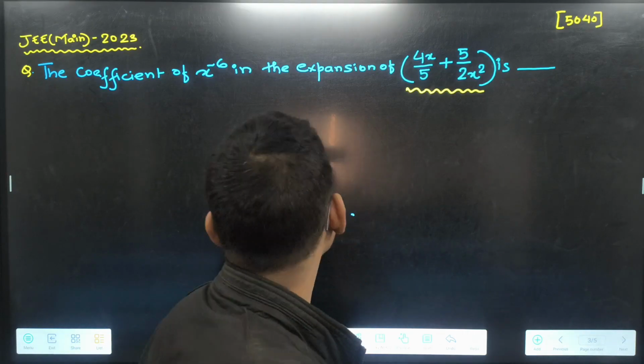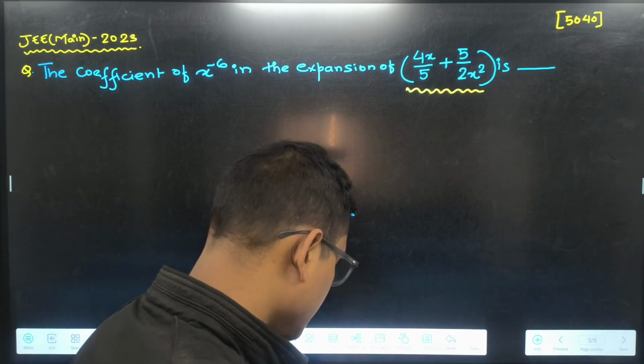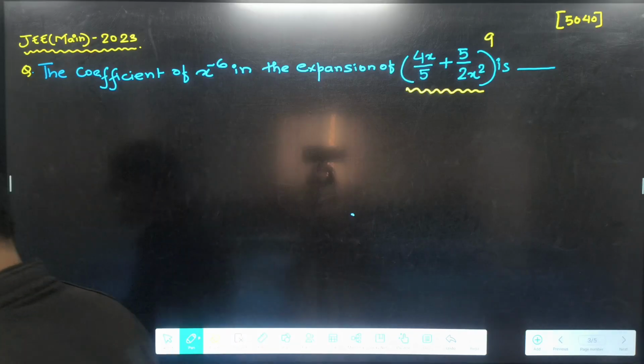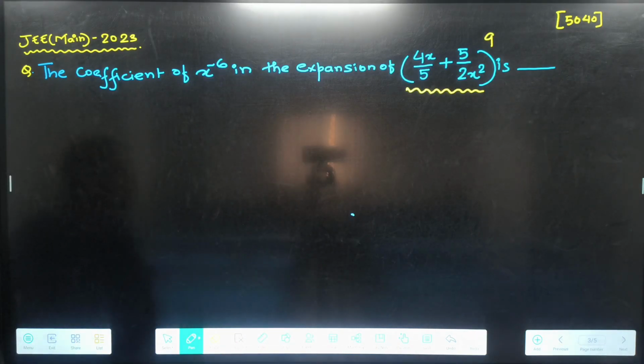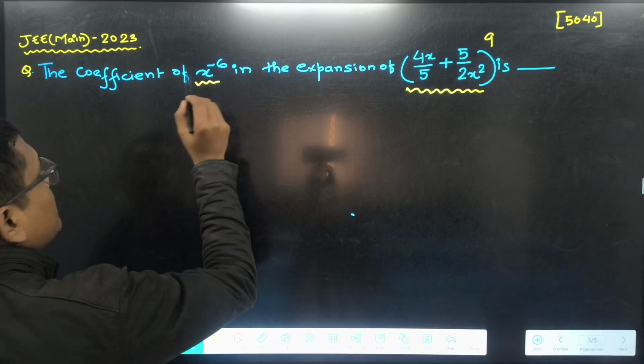Okay, what is the question? The coefficient of x to the power minus 6. Okay, the power is, I think, 9. So in this question, we need to find the coefficient of x to the power minus 6.